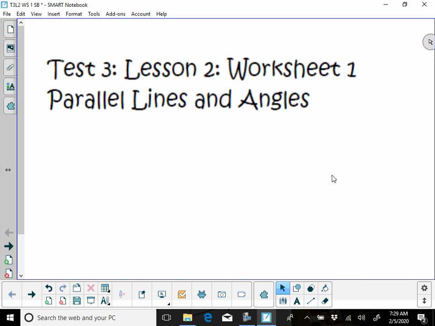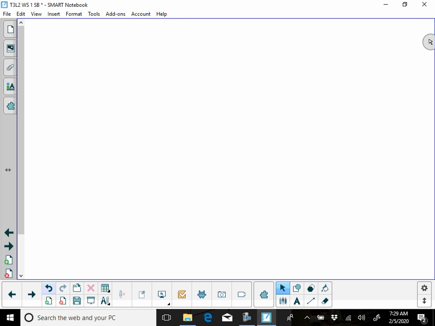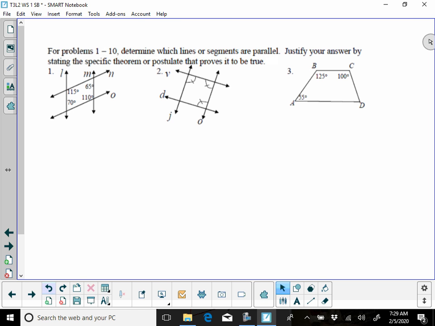All right, we're looking at your lesson 2, worksheet 1 today from test 3. That is going to be proving your lines are parallel, stuff like that. For problems 1 through 10, determine which lines or segments are parallel. Justify your answers by stating the specific theorem or postulate that proves it to be true.